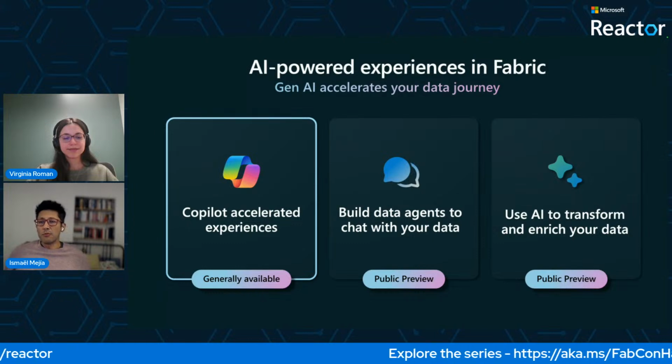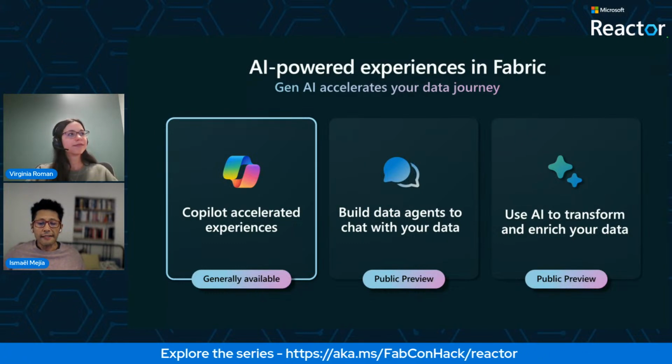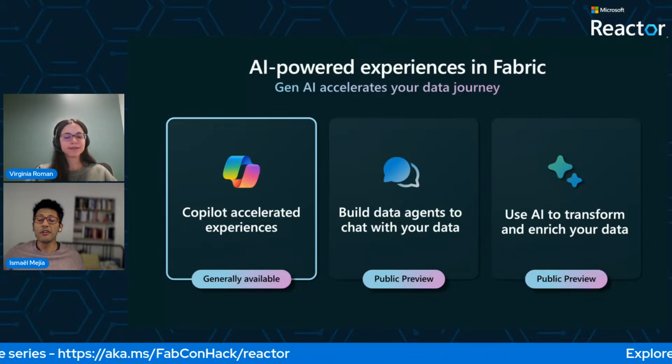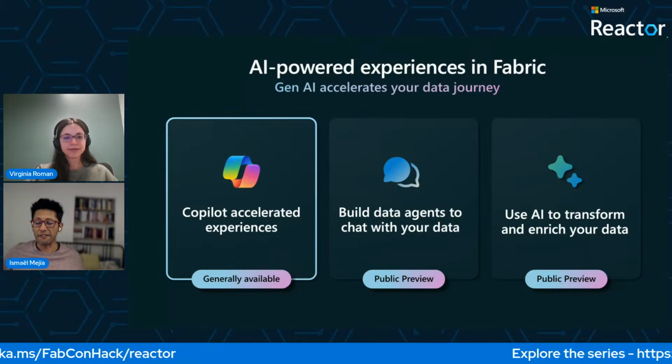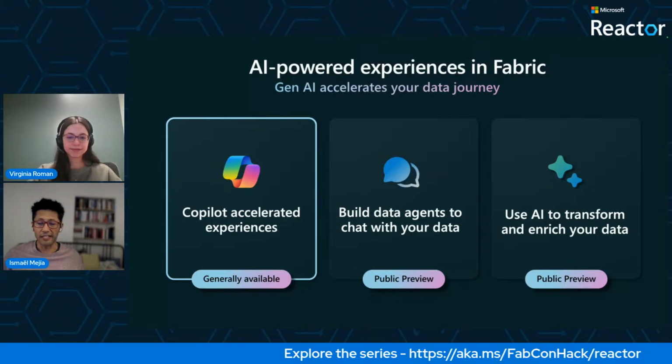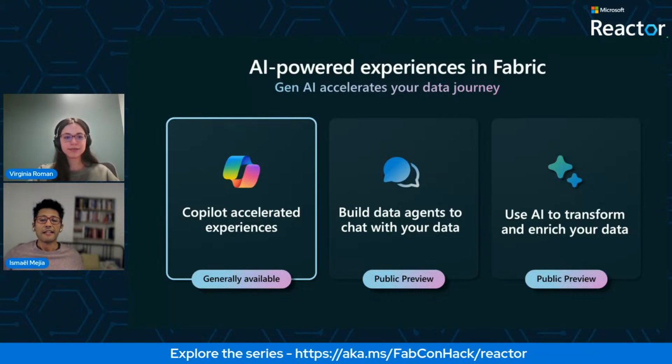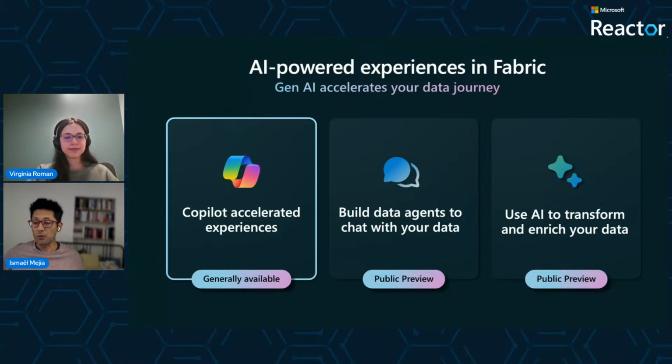And this is more or less the agenda for today. We're going to cover 3 areas. The first one is our Copilot experiences at Microsoft, how we use generative AI to make your life easier as a data engineer or as a person trying to analyze data or get insights from your data. The second part is how you can build data agents to chat with your data. This is something that most people require.